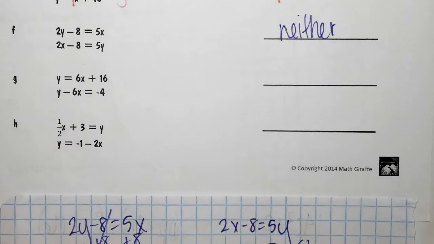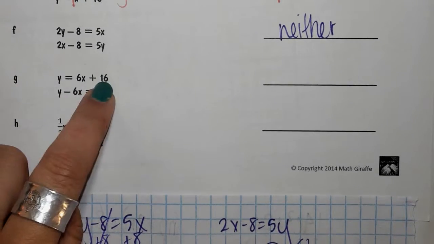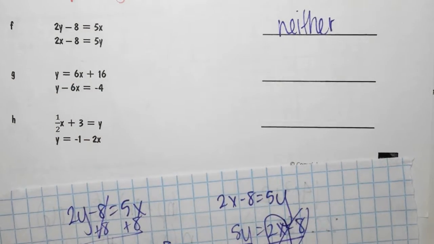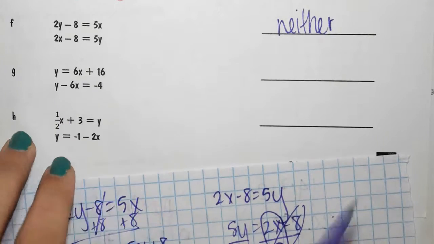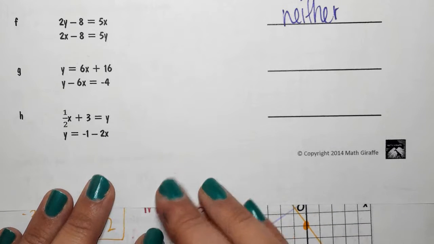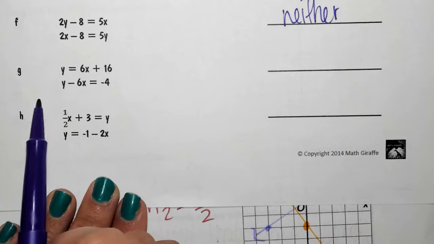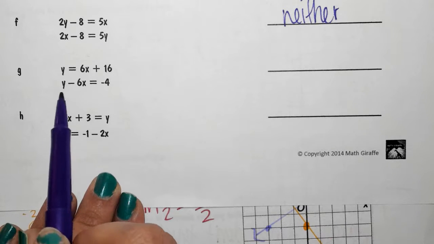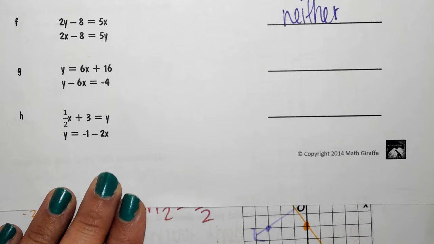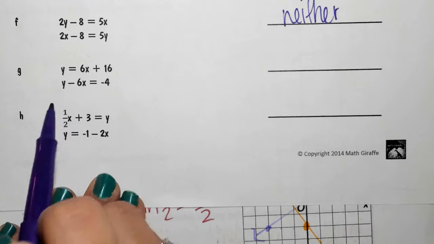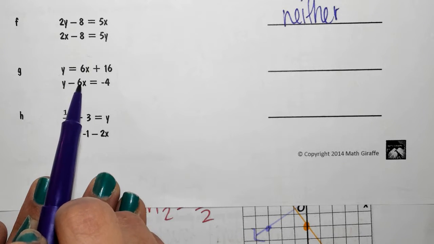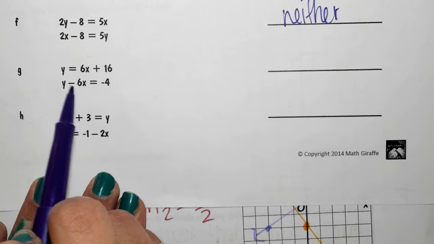G. The first one is in slope-intercept form. Durmstrang, I want you to help me solve the bottom one. Damien and Alexis, tell me how to solve this bottom one for Y. We're trying to get Y by itself, so how do I move this? It's a negative, so how would I move it?